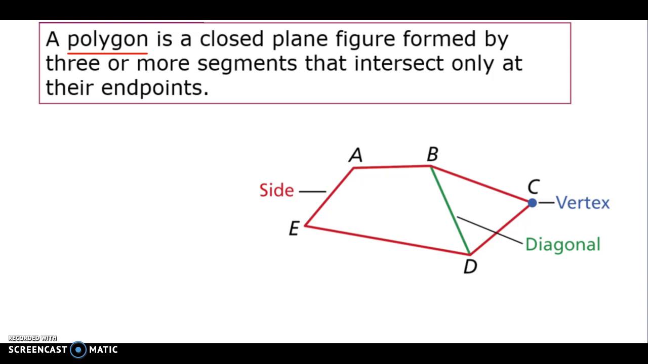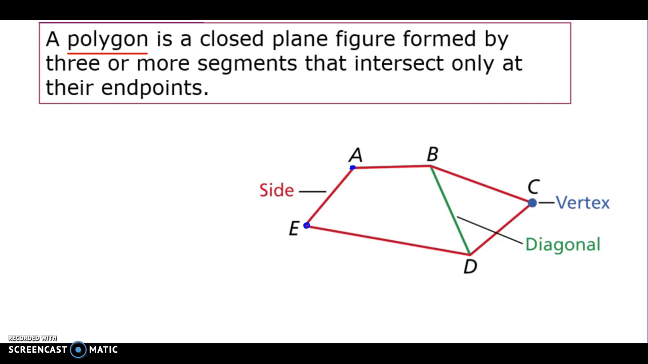And then how many vertices does it have? 5. We learned that in our investigations. However many sides is how many vertices it's going to have. So that's all of these points where they intersect, right? Yeah. Diagonals might be somewhat new in this context.